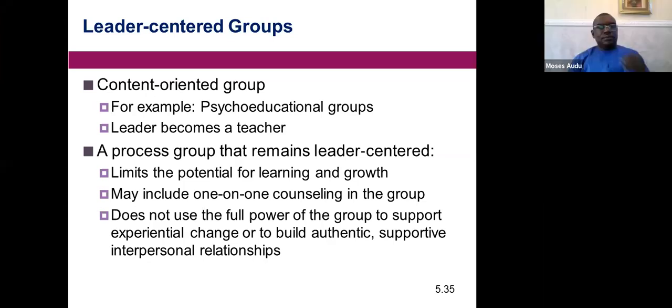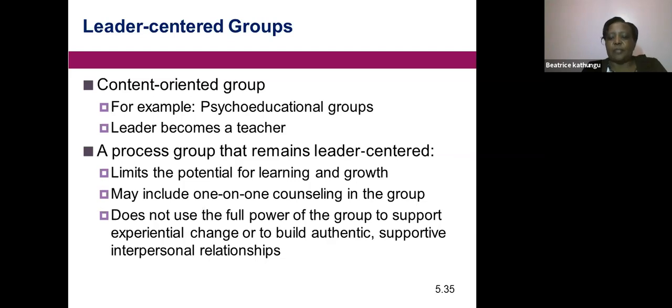So what is a leader-centered group? Basically, we are thinking of a group that focuses, just like the name suggests, on the leader. We can have many types of groups. We have client-centered groups, or what we call leaderless groups. Leaderless groups are groups that basically don't have a leader. But we have leader-centered groups which have a leader as a facilitator.